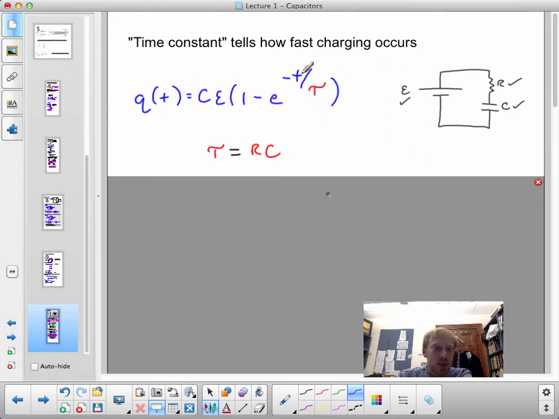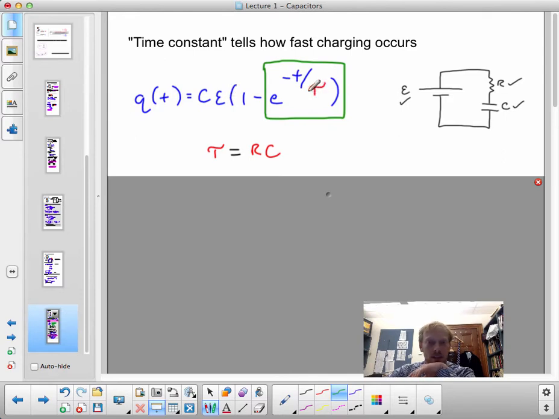At t equals 0, this term that I've just put into the green box has a value of 1, right? At t equals 0, e to the 0 is 1, so 1 minus 1 is 0. That's why at t equals 0, there's 0 charge on the capacitor. At t equals infinity, it's like e to the minus infinity, that's 0, 1 minus 0 is 1, so you reach the maximum value there.